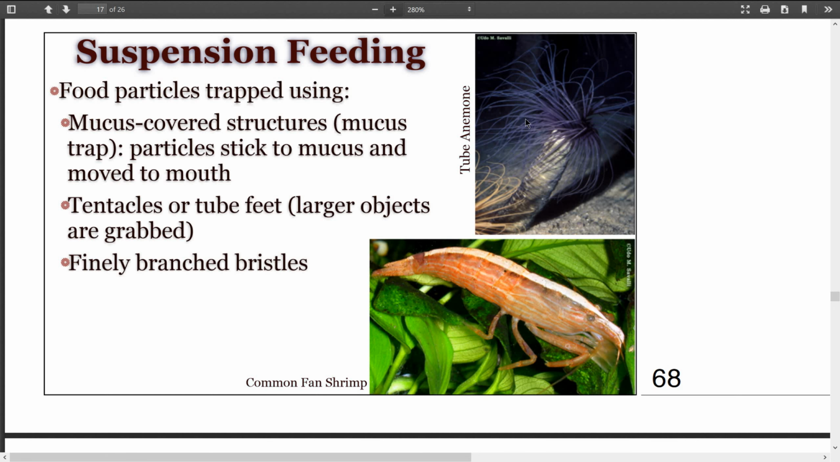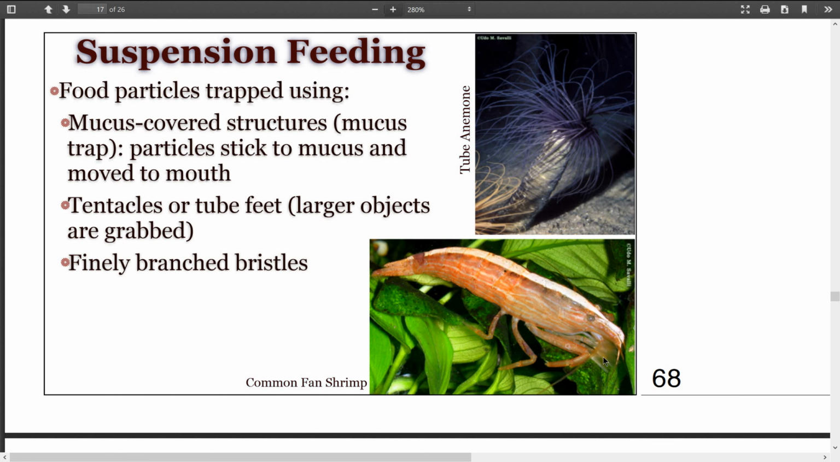Or if you're eating somewhat larger particles, you might have tentacles or feet or something. You might actually be able to grab the food particle that intersects you. Or you can have very finely branched bristles, as we saw with the feather duster worm. You also see that in the shrimp here, just to give you a little bit of taxonomic variety. So instead of having normal little pincers to grab food, this shrimp here, you can see that it kind of looks a little blurry, but that's actually because the front legs have a fan of very fine hairs. That's why it's called a fan shrimp.